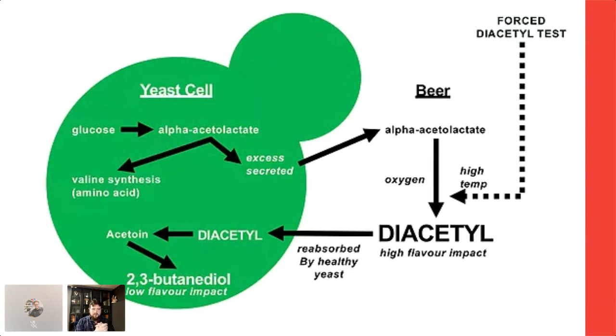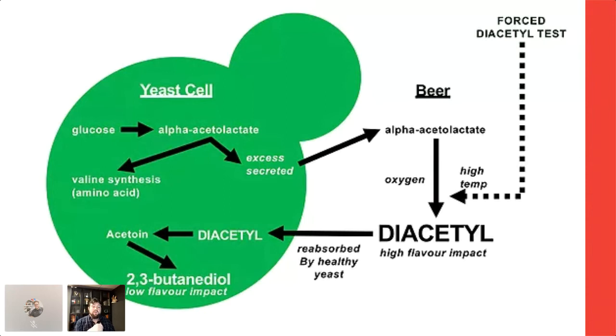It's wonderful. However, if we find ourselves in this situation, which we often do, the yeast cell has to produce more valine. In this case, we'll see glucose go to alpha-acetolactate. And what ends up happening is that not all that alpha-acetolactate is turned into valine. Some secretes out. It leaves the cell. And the important thing here for us to note is that this alpha-acetolactate is odorless, tasteless, effectively not able to be sensed by the human palate.